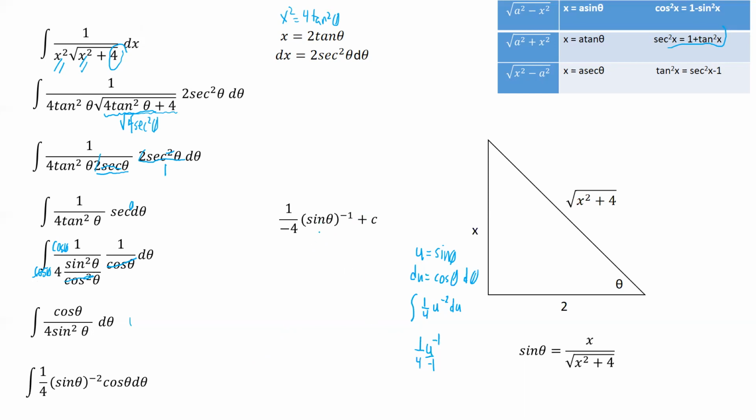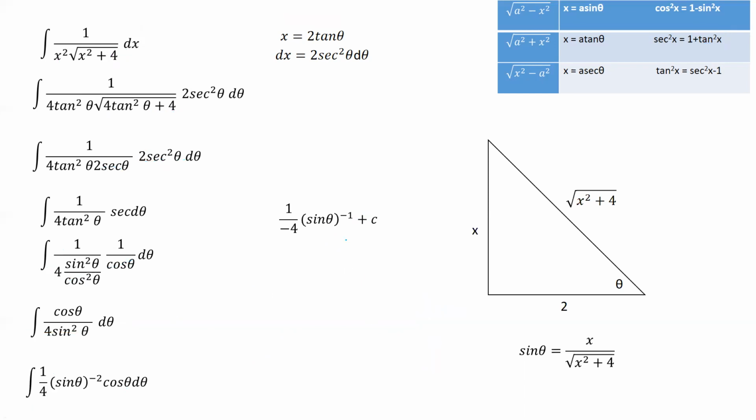And then once we've got to this stage, we have to go back to what did our triangle look like? And how do we replace sine theta? So this one, x is 2 tan theta. So x divided by 2 is going to equal tan theta. Tangent, opposite over adjacent. So there's the x over 2.